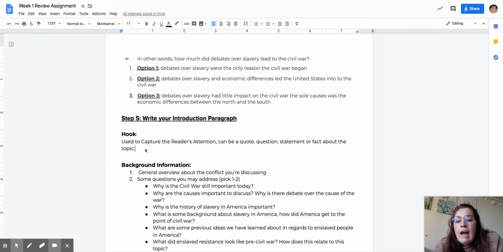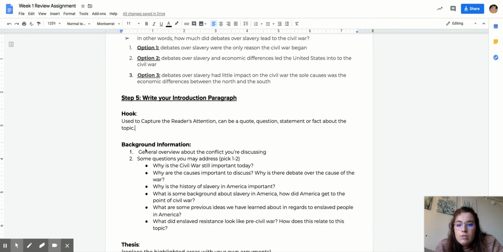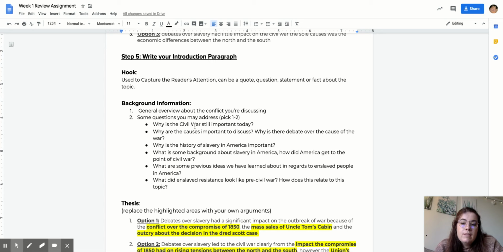And then after your hook, you want to provide some background information on your topic. Remember, sometimes your readers could potentially have no idea what your topic is about or why it should be important to them. So some questions you can address in this background information are: Why is the Civil War still important today? Why are the causes important to discuss? Why is there a debate over these causes? Why is the history of slavery important in America? What is some background about slavery in America?